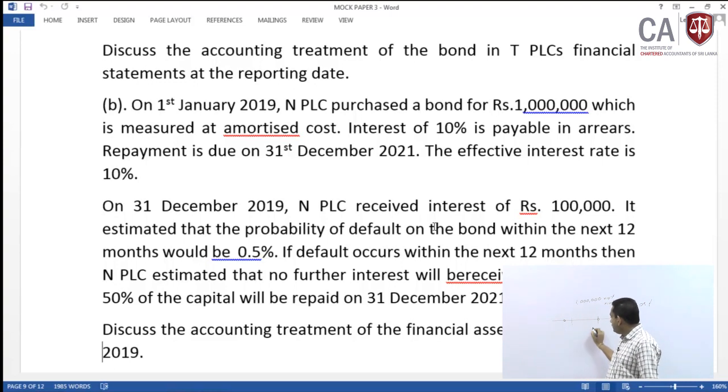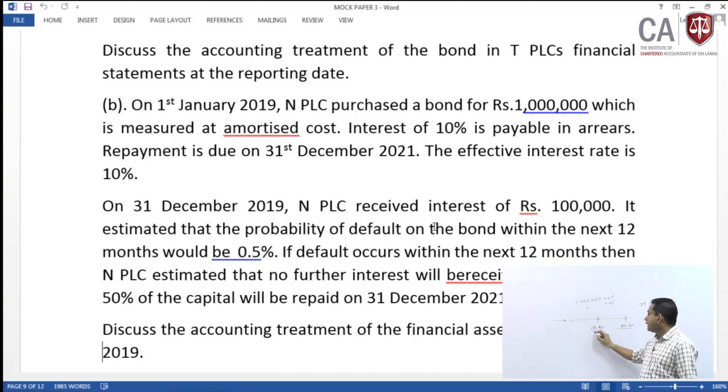Here I am losing 100,000. Here I am losing 600,000. Why 600,000? I am not only losing the coupon for the last year, also I am losing 50% of the capital. 50% of the capital is 500,000. Last year interest is 100,000, altogether 600,000.